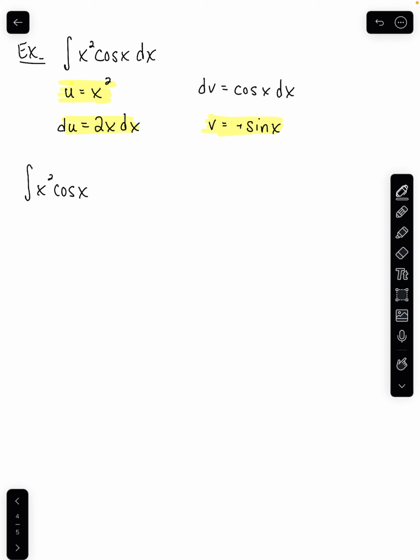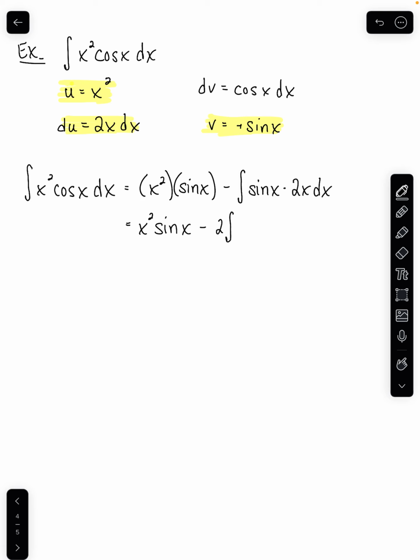So our integral of x squared times cosine of x dx is now going to be equal to u times v minus the integral of v du. To clean that up just a little bit, x squared times sine of x minus, at this point we can bring the 2 in front of the integral if we wish, the 2 times the integral of x times sine of x dx.